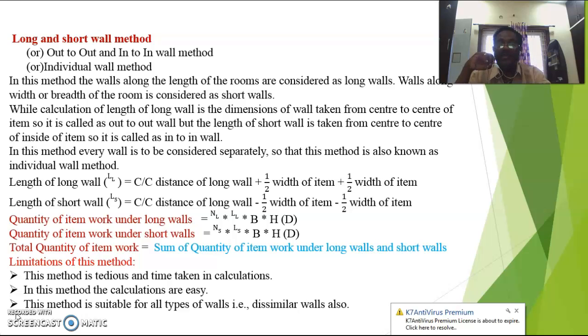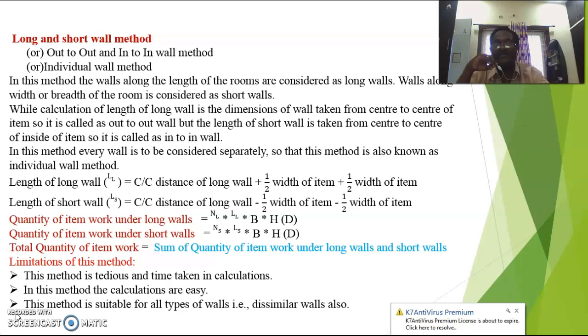When you want to calculate the total quantity of work for any item of work, you have to sum the total quantity of work under long walls plus the total quantity of work under short walls. Suppose there are any cross walls, you have to add up the sum of the quantity of work under long walls, short walls and cross walls.